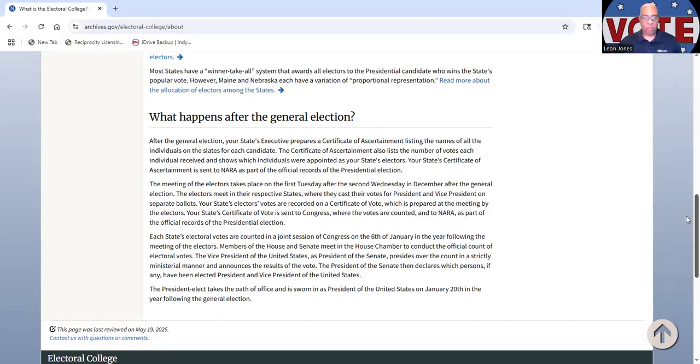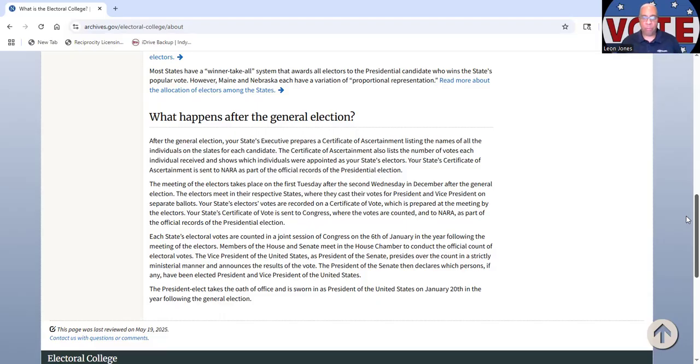Your state's electors' votes are recorded on a certificate of vote, which is prepared at a meeting by the electors. Your state's certificate of vote is sent to Congress where the votes are counted and to NARA as part of the official records of the presidential election. Each state's electoral votes are counted in a joint session of Congress on the 6th of January in the year following the meeting of the electors.